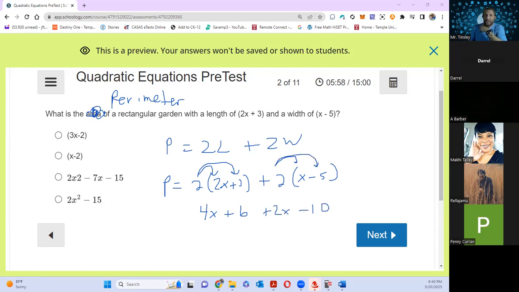Do we have any like terms? Yes, the 4x and 2x, and the 6 and the minus 10. So what's 4x plus 2x? 6x, because we're adding, we're combining them. And what's minus 10 plus 6? Minus 4. So the perimeter of this will be 6x minus 4.